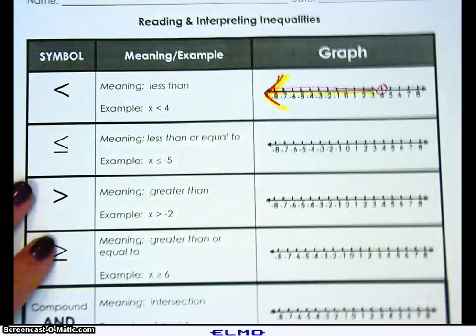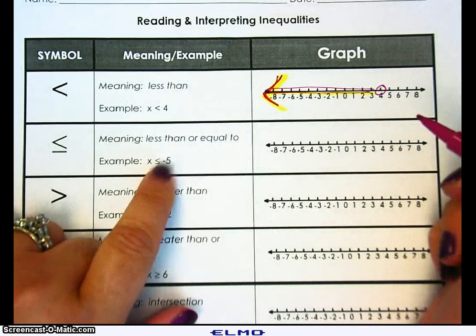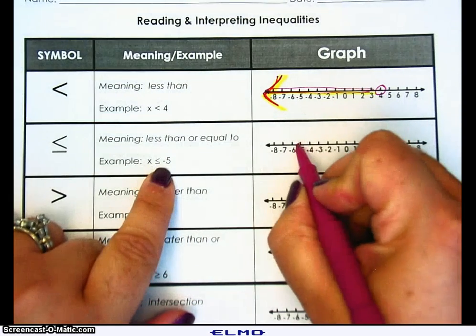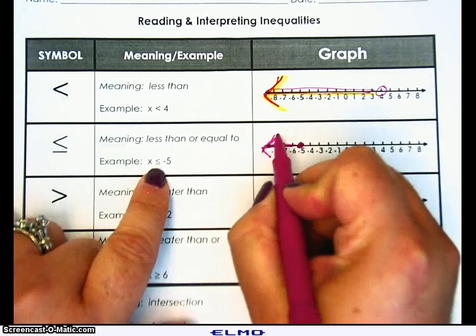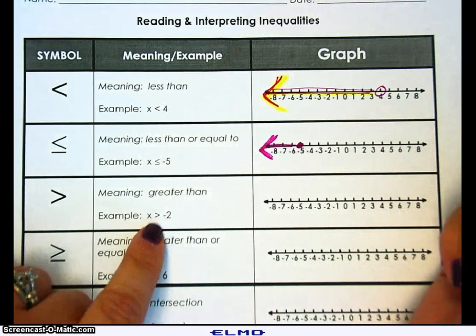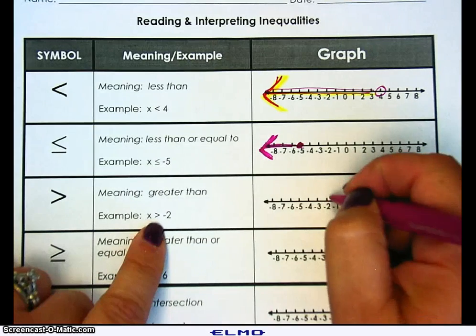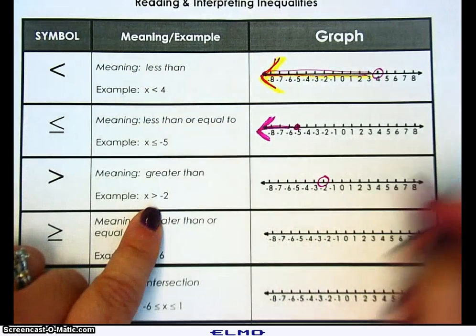There you go. Okay, the next one is a solid circle because it has less than or equal to. So we do a solid circle. And again, we're shading less than, which is to the left. And you also need to highlight that arrow. This is greater than, so we do an open circle at -2, and greater than is shading to the right, following the direction of the inequality.